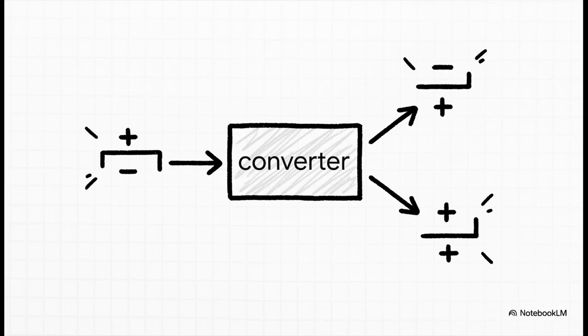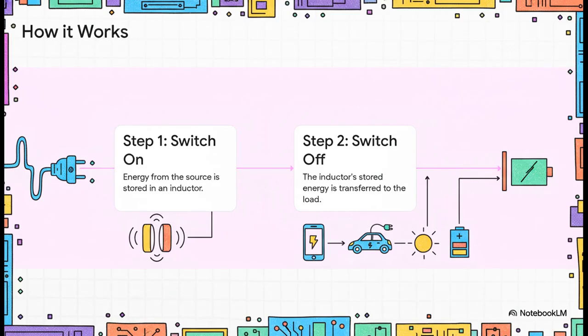The output voltage is actually inverted, or flipped upside down, from the input. That's a key detail engineers have to account for. The secret to how this works so efficiently is all about high-speed switching. It's like a two-step dance.